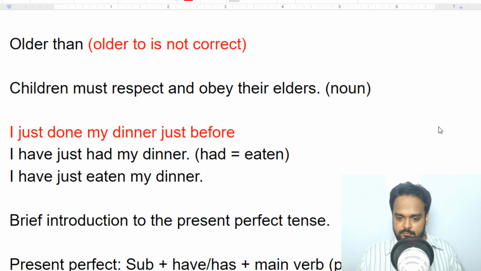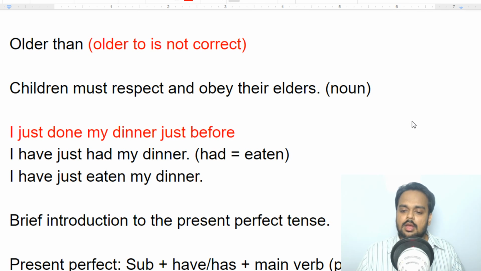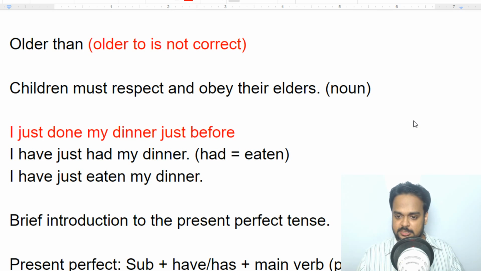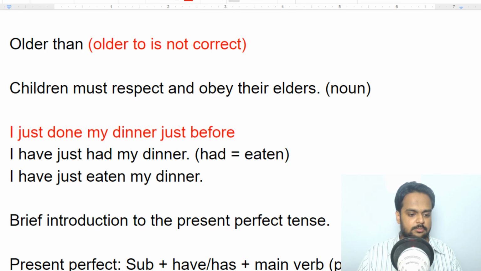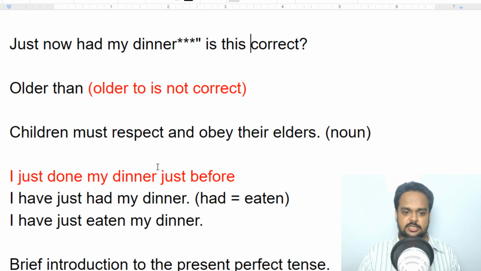There's another question from Prakash about the sentence that we just discussed, the present perfect tense sentence. Just now had my dinner. Give me a moment, folks. I'm just going to paste this in. So Prakash asks, just now had my dinner. Is this correct?